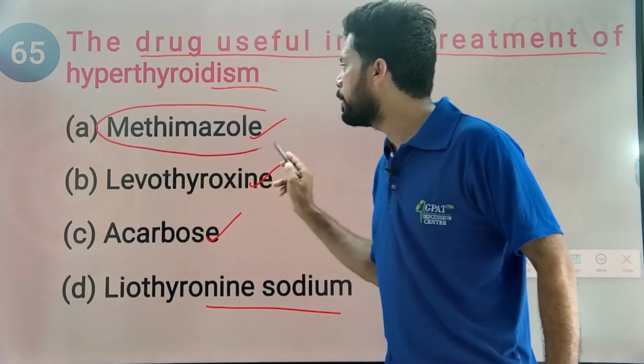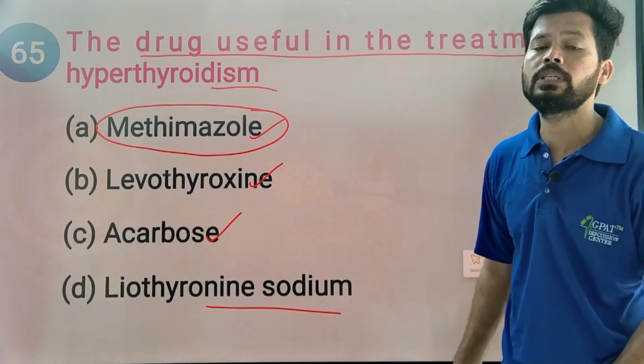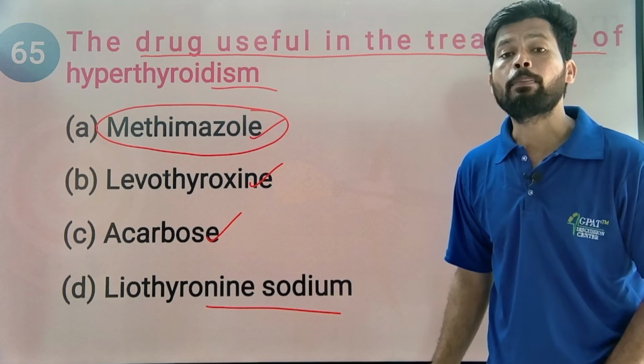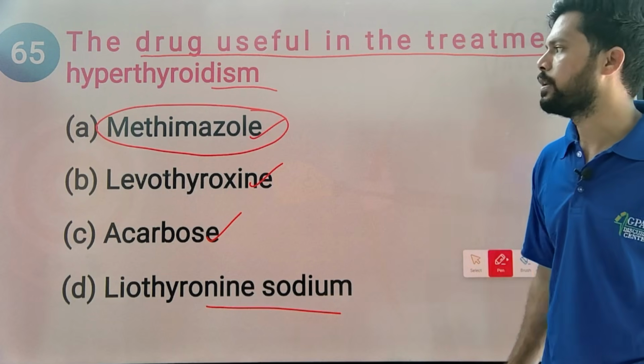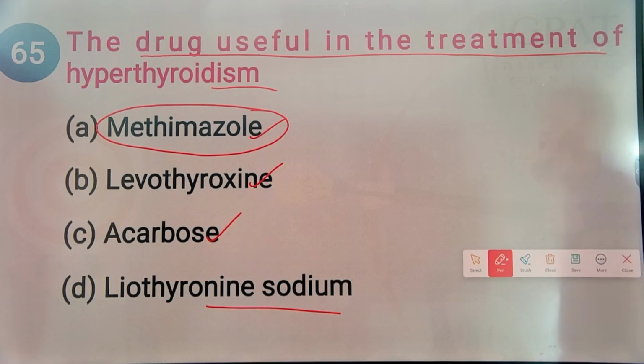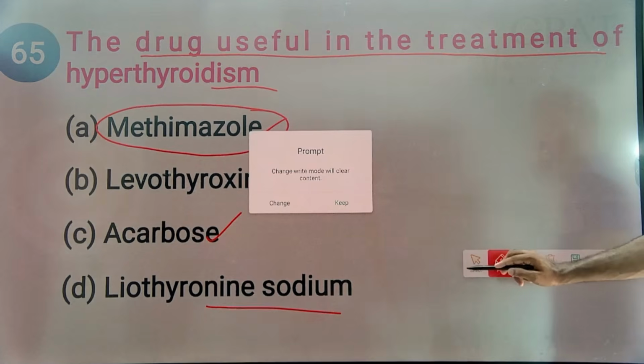Methimazole, carbimazole, these are the drugs that help in the treatment of hyperthyroidism by preventing excess levels of T3, T4 in the blood. So methimazole, carbimazole help in the treatment of hyperthyroidism.